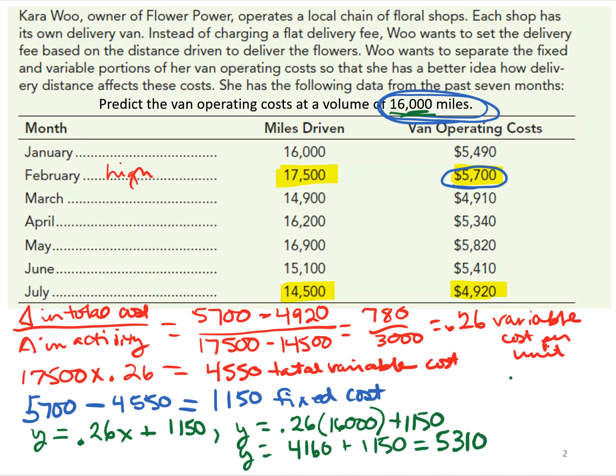So this should be, using the high-low method, the amount that they should estimate to be the total cost at 16,000 miles. Now I realize we do have an example up here where they actually had 16,000 and it wasn't this amount, but using the high-low method, that would be the amount we would estimate. You can also double check again this fixed cost amount by recalculating at the low level and make sure you do get 4,920.